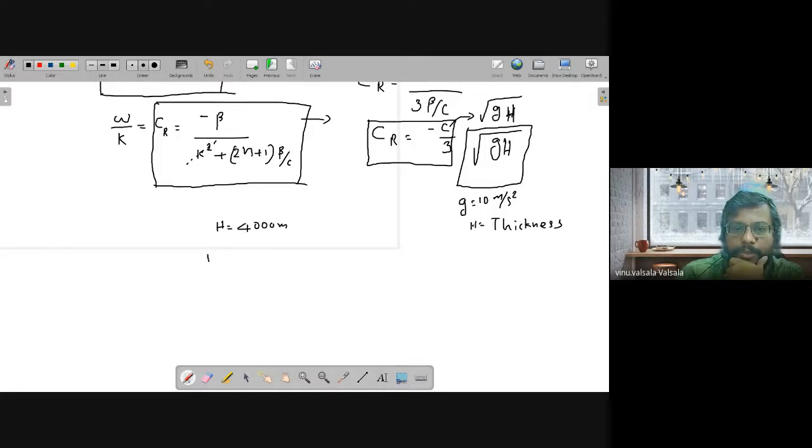What will be your square root of gh will become approximately 200 meter per second. So such a very fast moving speed, we call it the barotropic speed of the system, where h is the total height of the fluid. So in this case, the barotropic Rossby wave will travel at a speed of minus c by 3, which is nearly equal to what? So around 60 meter per second in the westward direction.